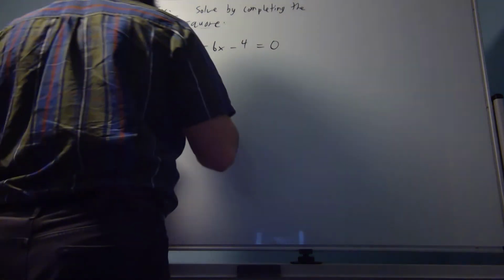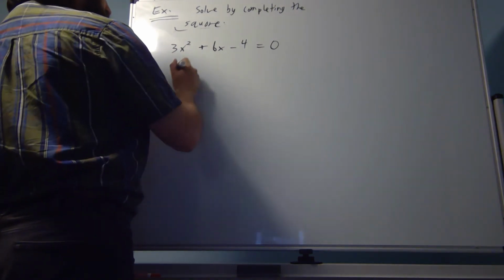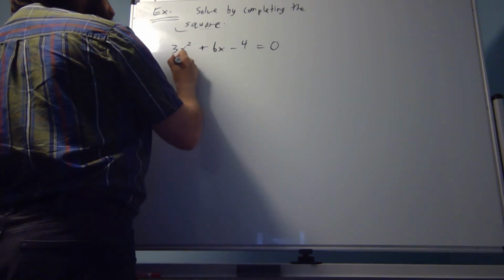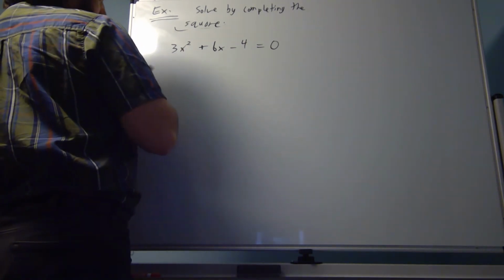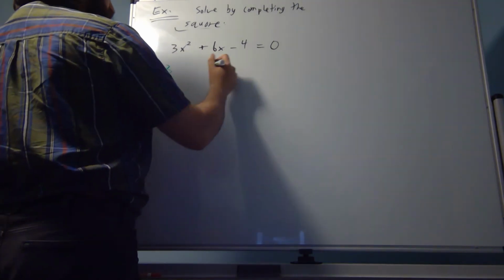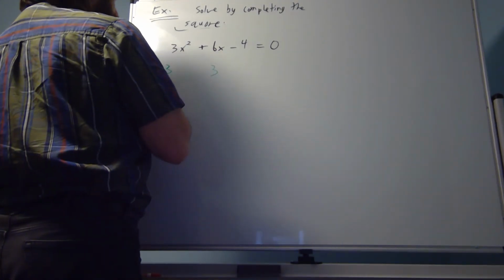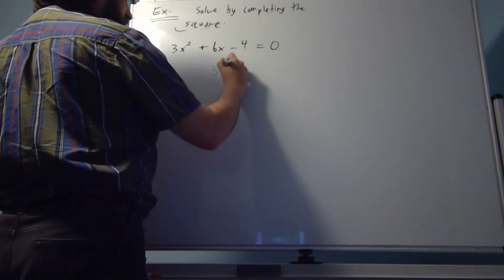All right. So let's, I'll use green again, I think. So, well, this one's nice because this one already has a 3 that you can factor out pretty easily.